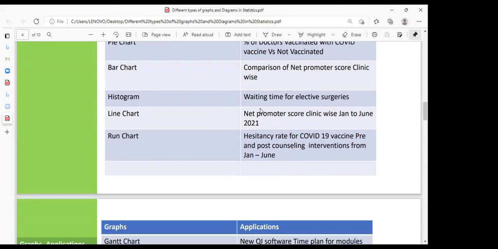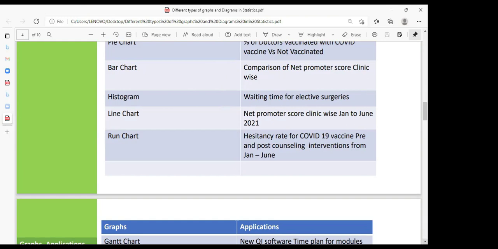Next, coming to bar chart. The bar chart is basically the comparison of the net promoter score, which we can do clinic-wise. Net promoter score is something whereby you can differentiate between promoters and detractors. This we use in a satisfaction survey at our hospital, so I thought I would display it. Next, coming to histogram. The real-time scenario I've put up here is the waiting time for elective surgeries. For example, if you have 30 minutes of waiting time and the next from 30 to 60, and so on, you can have a bell-shaped curve for one particular department.